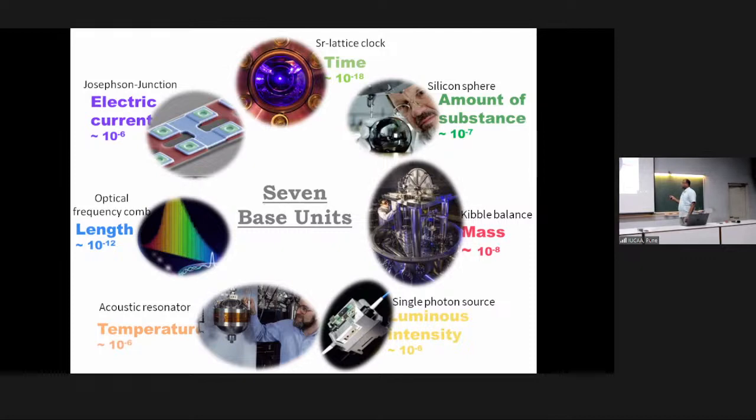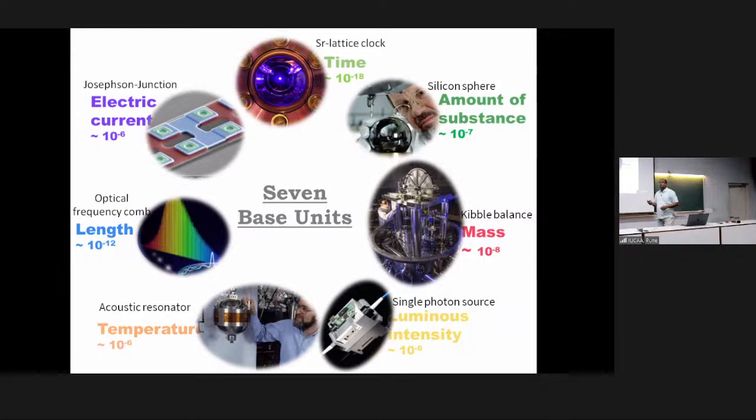And now the definition of mass is based on that instrument, which is called Kibble. The luminous intensity of light is based on a single photon source and single photon detector. So you have a single photon, and then you know the luminous intensity, and that's the definition. The temperature is based on black body radiation, a nearly pure black body radiation sphere. Length is based on the optical frequency comb. Previously, it was based on a physical meter, a 1 meter scale made of platinum iridium alloy, but now it is changed to the optical frequency comb.